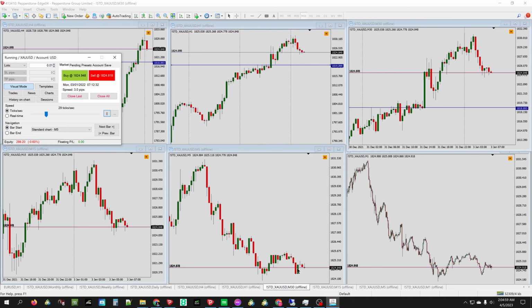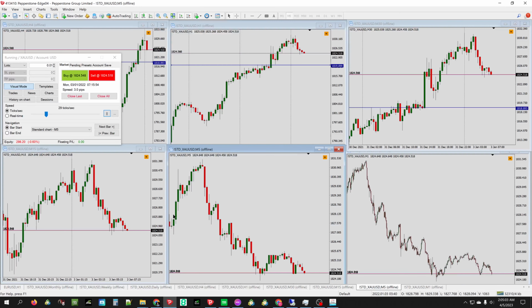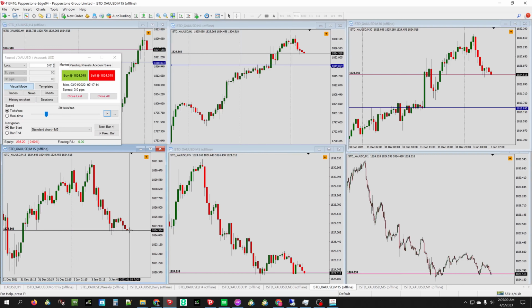A little bit of patience is required now. I want to sell below 1824. So the M15 candle has closed, and if we break through this low, I will execute.